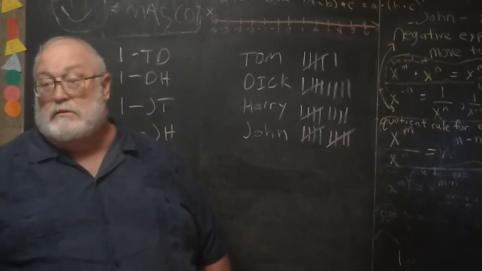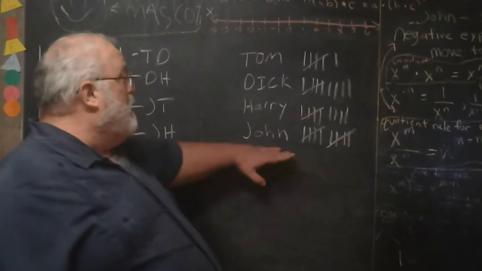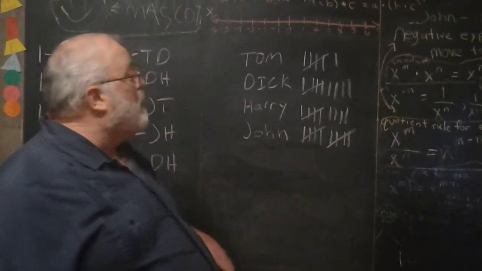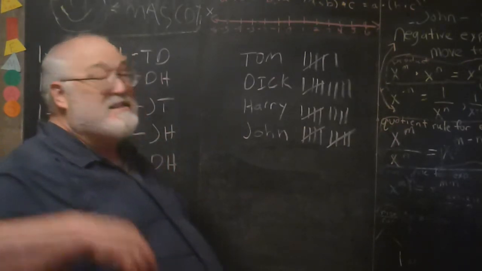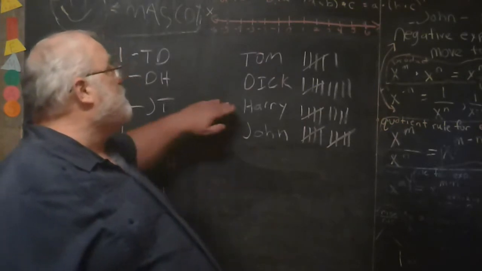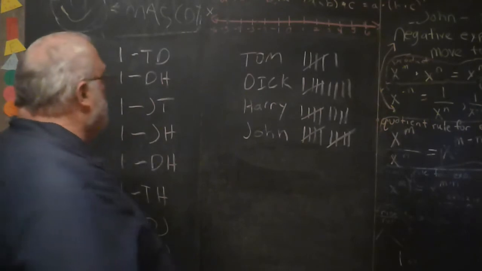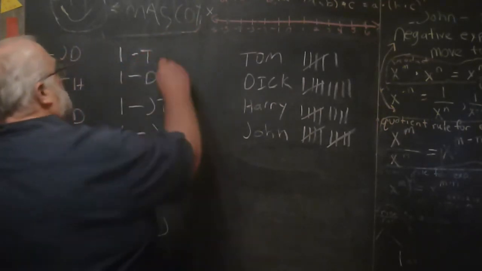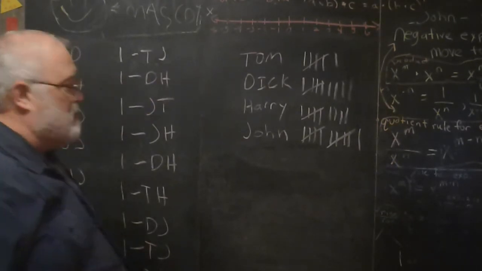And so the winner would be John. John would be the winner. The vice president is selected by whoever has the second number. In this case, we've got a tie between Harry and Dick. But we can change that. We can change that one to a J, and then poor Dick gets left out, and John gets an additional vote.